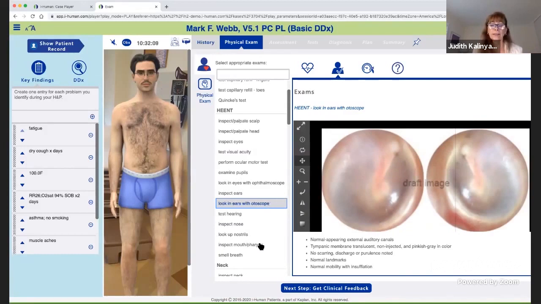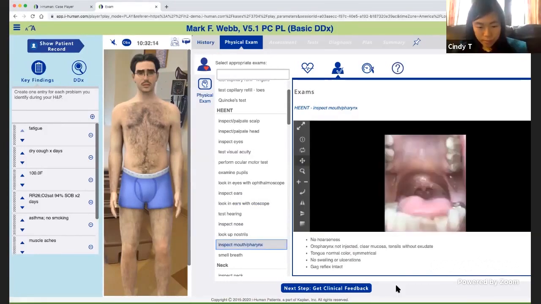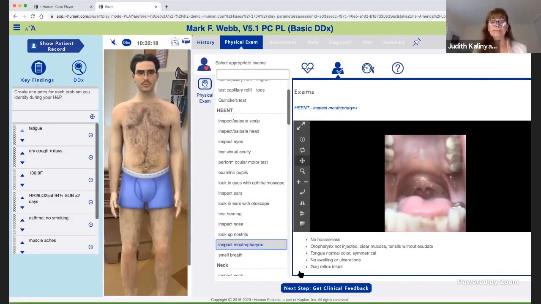Anybody want to look in his mouth or pharynx? Yes. Okay. Looks good to you, looks bad? Do I need to do anything? It's normal.